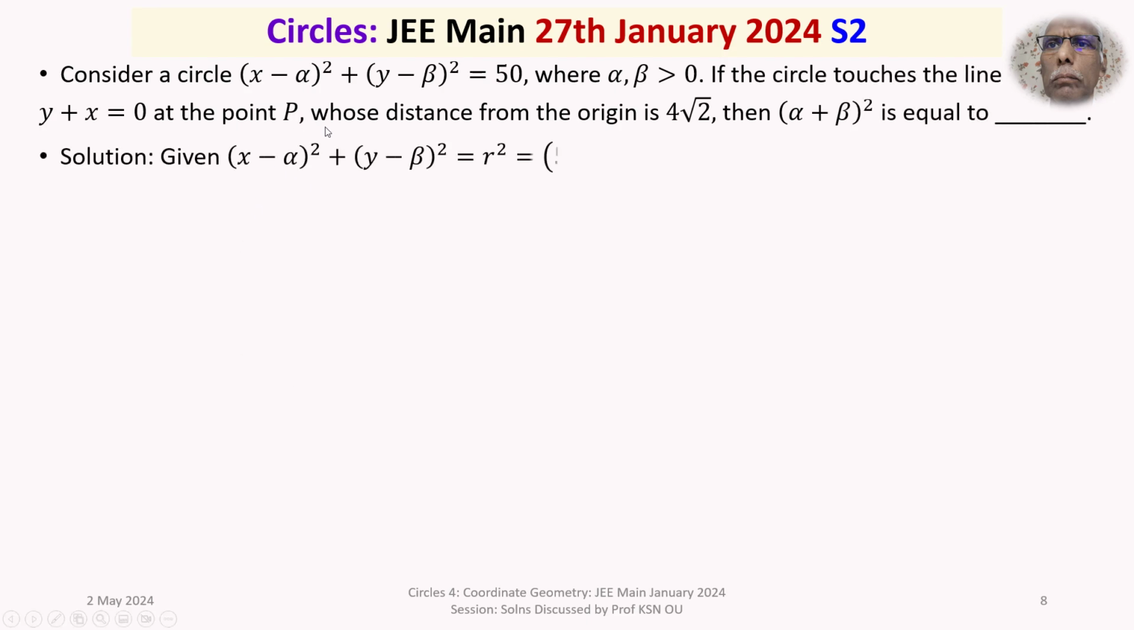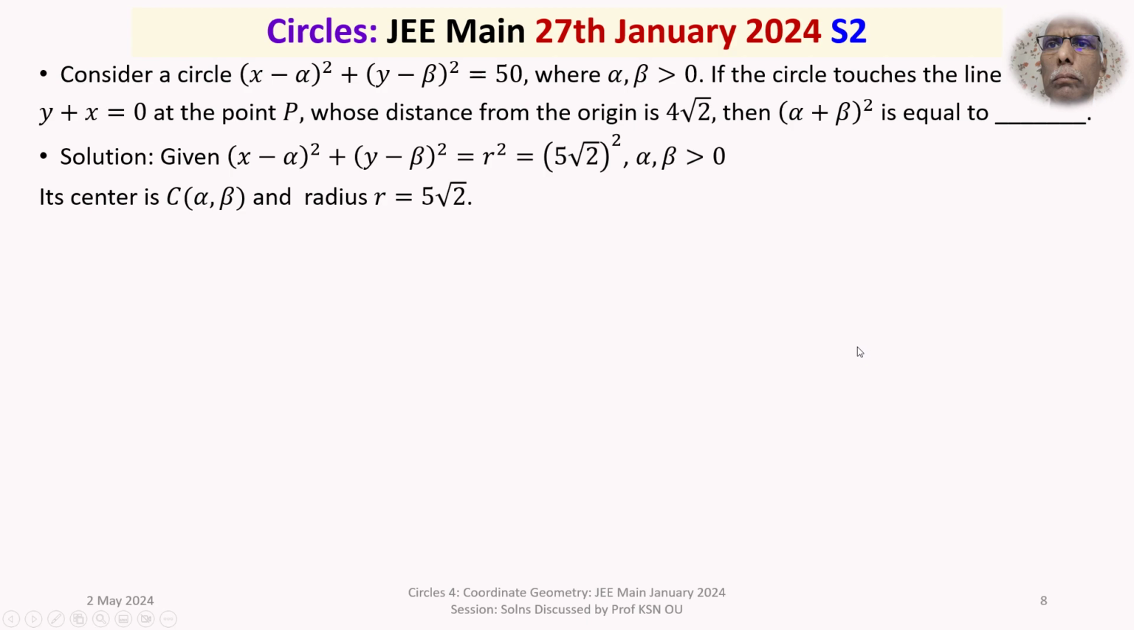Given (x − α)² + (y − β)² = r², where r = (5√2)², that will be equal to 50. α and β are positive real numbers. So what does this represent? This represents a circle with the center at (α, β) and radius r = 5√2. So it's a center C(α, β) and radius r = 5√2.